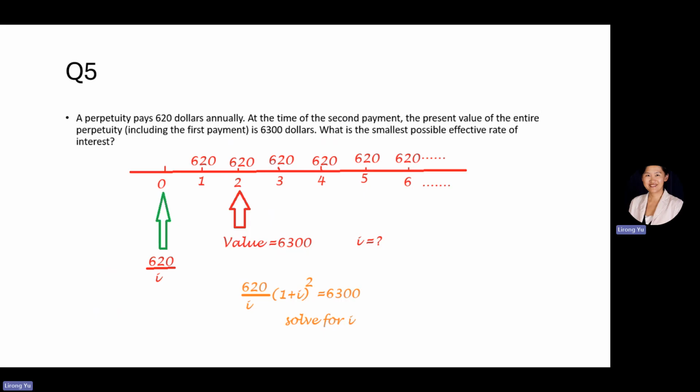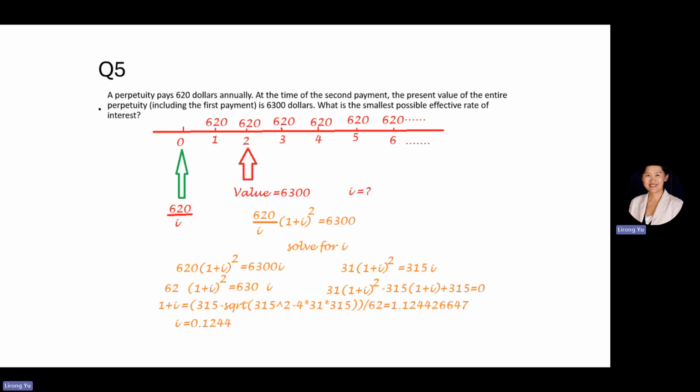Everything is considered. All right, so 620 over I multiplied by 1 plus I to the power 2 equals 6,300. That's already the equation that has I. All you have to do is solve for I from the equation. So how do we solve it? And there is a plan.